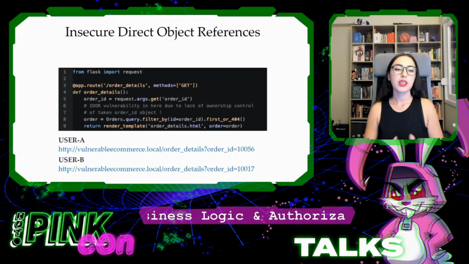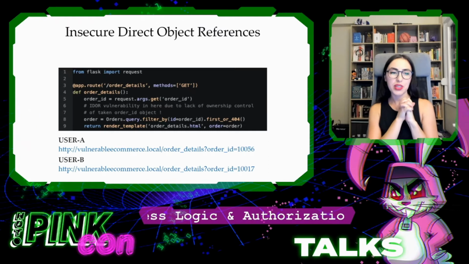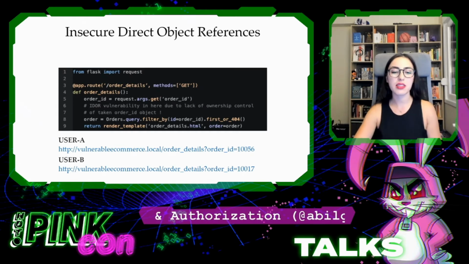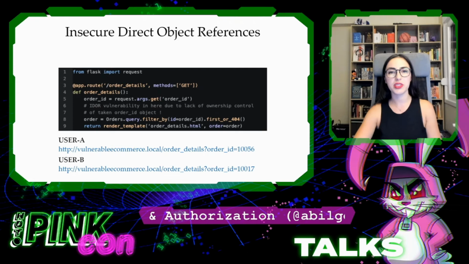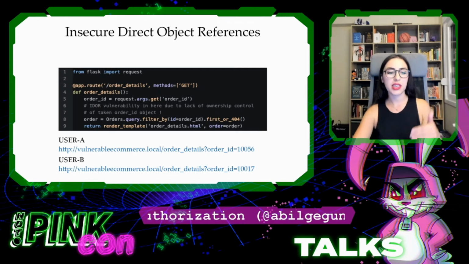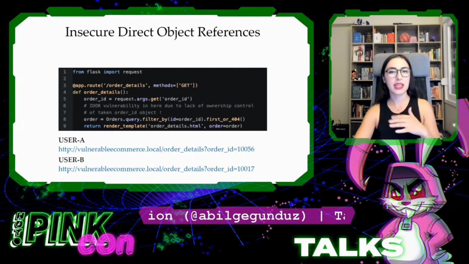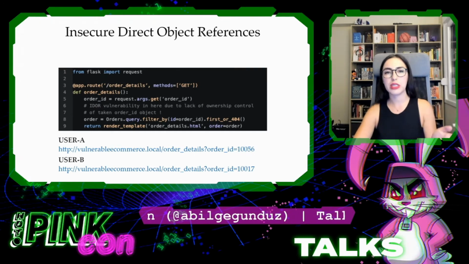So I will try to elaborate more with an example. Under user A and user B, there are two vulnerabilities, which leads us to the order details page. In the order details page, user A and every user, but for our example, user A and user B, can see and list their orders according to the order ID.